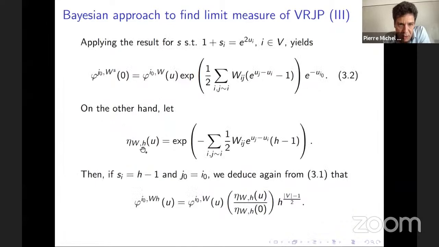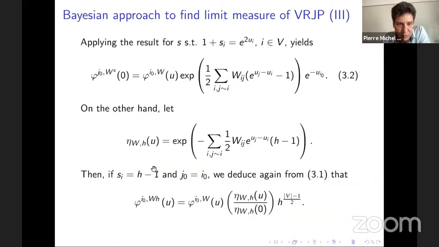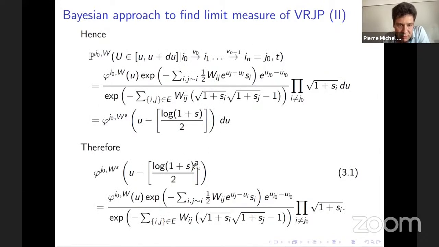On the other hand, you consider the operation of multiplying all the weights by a certain constant h. If you do that, then obviously S is equal to h minus 1, Si equal to h minus 1 constant. Then the bracket of log of 1 plus S over 2 is 0 by definition. So you get phi J0 Ws of U equal to phi I0 W of U, multiplied by the term on the right hand side, the product of the square roots, which will give you h to the power of the number of vertices minus 1 over 2.